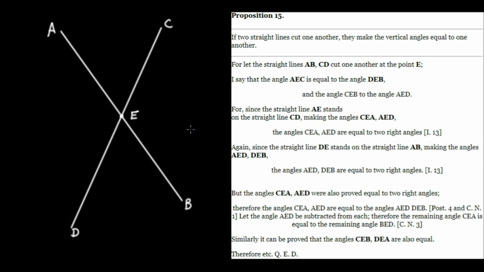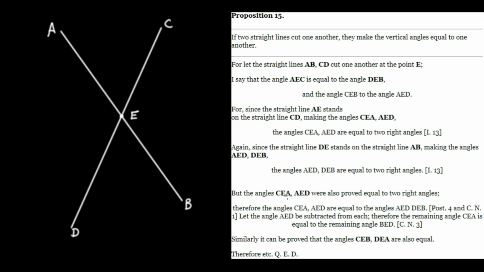Again, since the straight line DE stands on the straight line AB, making the angles AED and DEB, these two angles, AED and DEB, are equal to two right angles for the same reasoning. Notice that in those two pairs, they have the angle AED in common, and that's going to lead into our next phase of the argument.